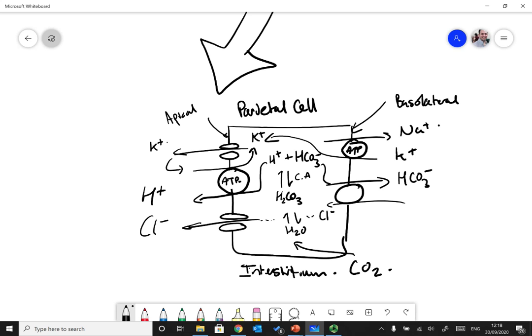We've taken CO2 from the interstitium. We've buffered it to carbonic acid. We've used carbonic anhydrase to break it down into proton and bicarbonate. We've then taken that proton and pumped it across the apical cell membrane back into the lumen of the stomach. And look at this, we've also got chloride. Well, what do you think happens when a proton and chloride come together? We make hydrochloric acid, which is the chief thing going on in the stomach.